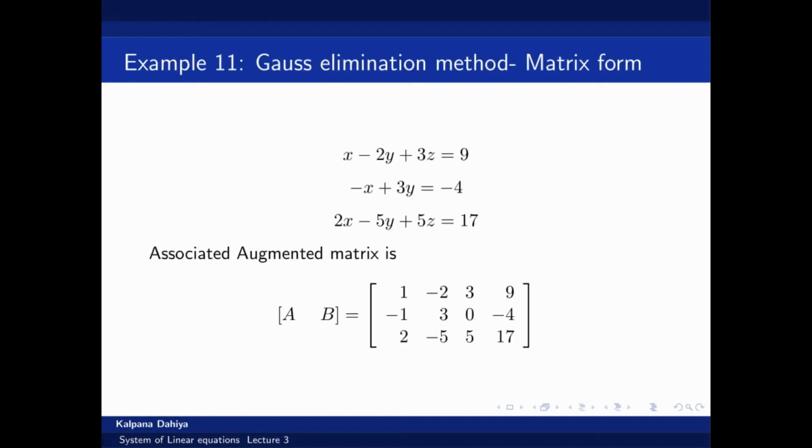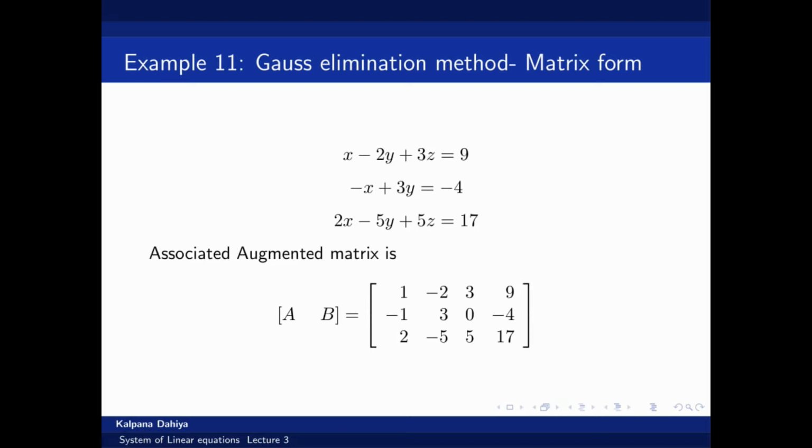Consider the following system of three equations in three variables x, y, and z. We have these equations: x minus 2y plus 3z equal to 9. Second equation, minus x plus 3y equal to minus 4. Third equation, 2x minus 5y plus 5z equal to 70. So for this system, we can write down the associated augmented matrix as AB.